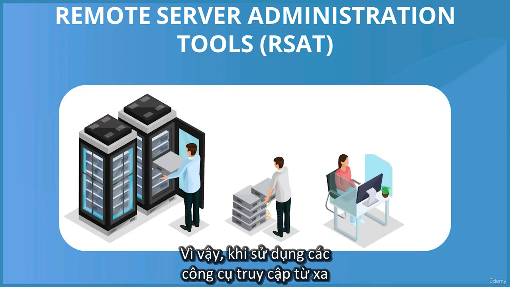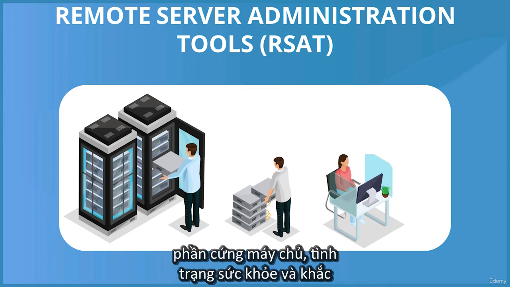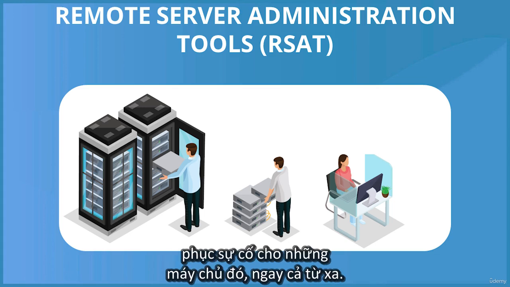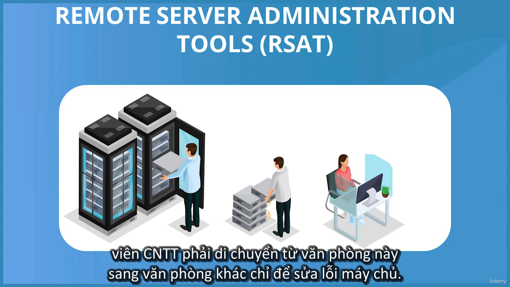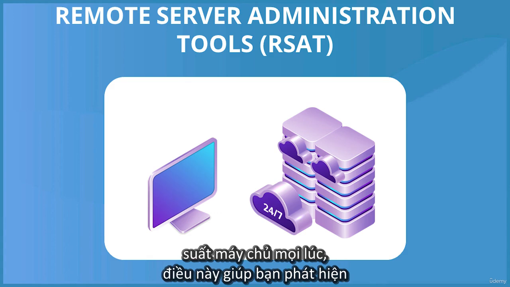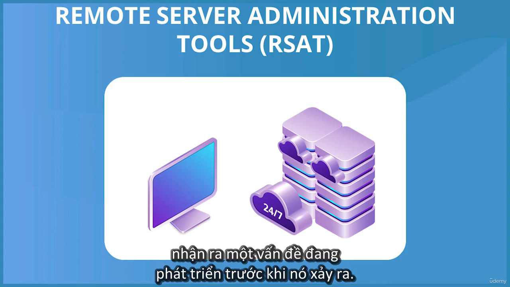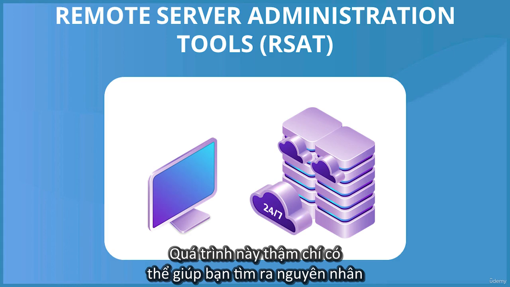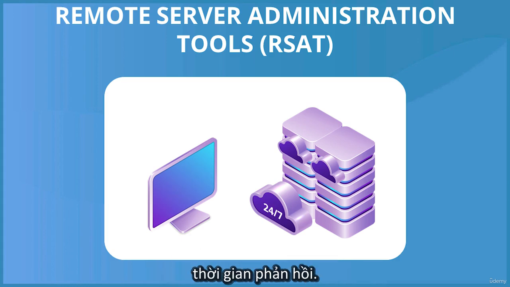So when using remote access tools for server administration, you can keep a close eye on server hardware health and troubleshoot those same servers even from remote locations. This can lead to a much faster resolution time and certainly prevents IT staff from having to travel from office to office just to fix server issues. In addition to all this, you can keep track of server performance at all times, which can help you catch problems as soon as they arise or even spot a developing problem before it occurs. This process can even help you find root causes of slow application performance, resource overutilization, and response times.